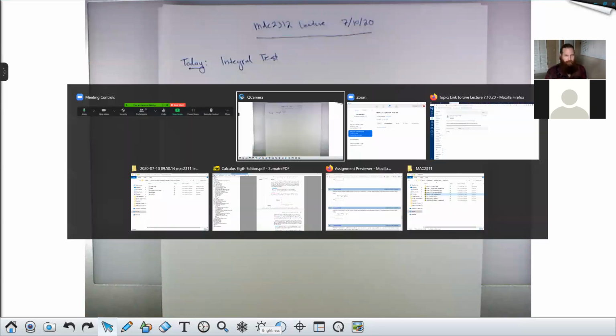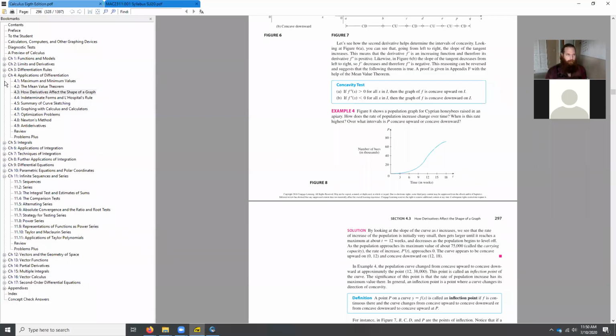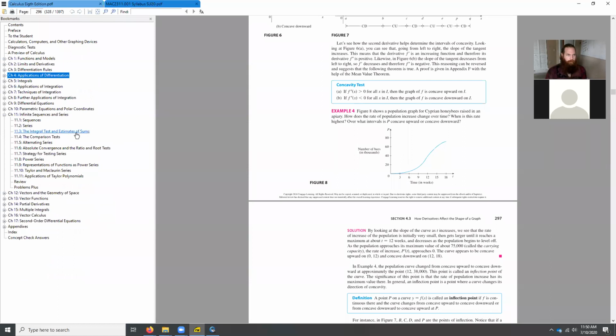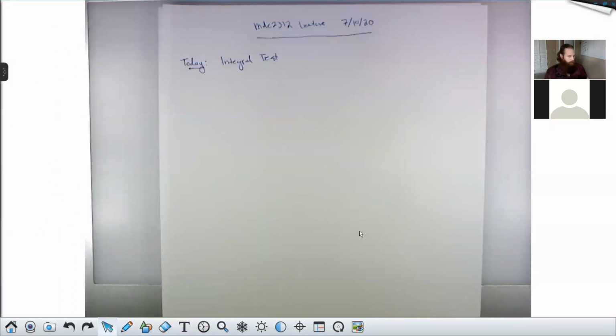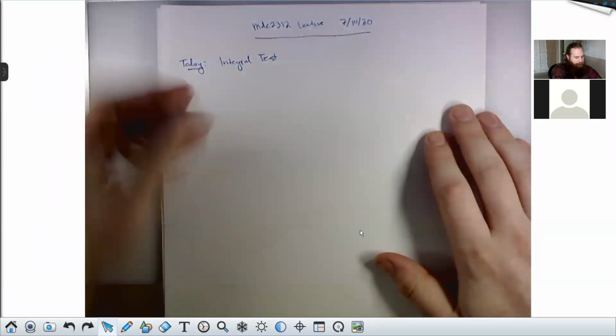The section number for this, I believe, is 11.3. Yeah, 11.3, integral test. All right, I want to remind you of a few things first, though.